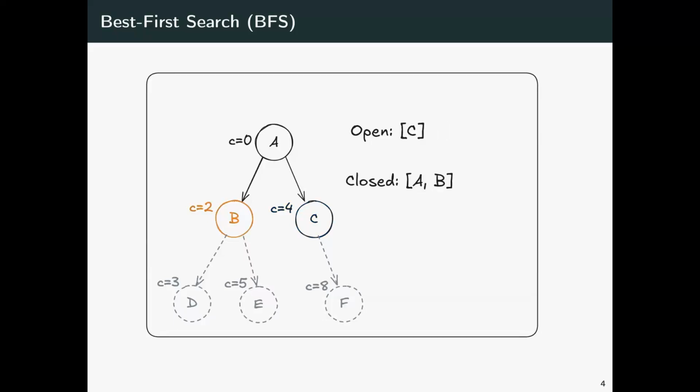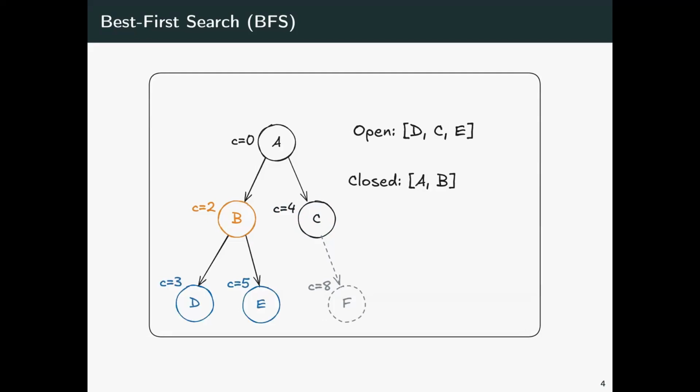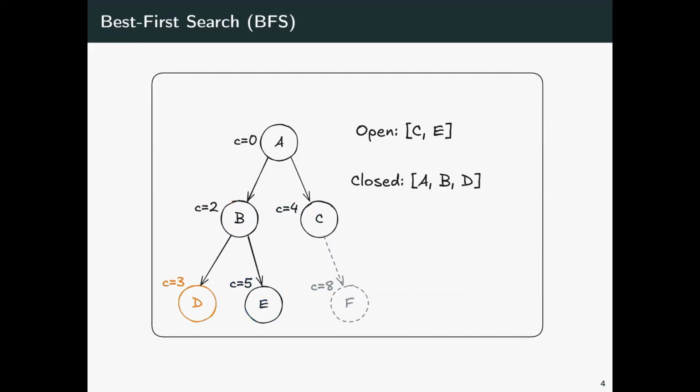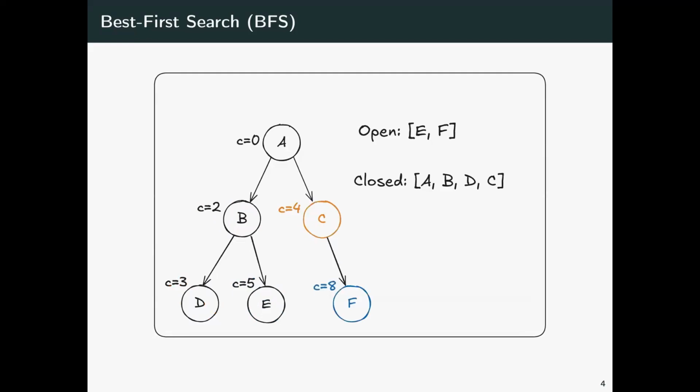So B was the min cost node. We add that into closed. We're going to generate its children, D and E, which have costs of 3 and 5. And C, we already had before, had cost 4, but D was a minimal cost compared to C, so that gets added in front. So we expand D, maybe it has no children, so that just moves into closed, and then next is C, and then this process just continues. So this is just how best first search works, and depending on how we come up with the cost functions, we can generate different types of algorithms.